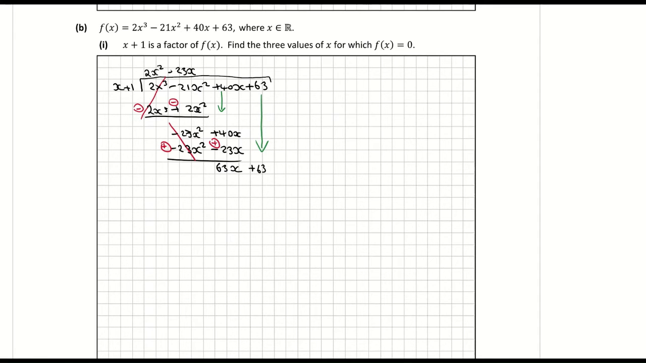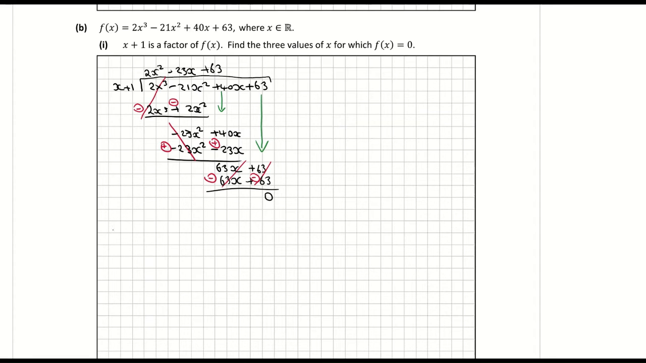And final time, divide it in. x into positive 63x will go 63 times, so plus 63. Multiply that back down. 63x, and 63 by 1 is plus 63. Change the signs, multiply across by -1, in other words. Cancel, cancel, remainder 0. Okay, so once you've divided it in, you now have a quadratic on the top.